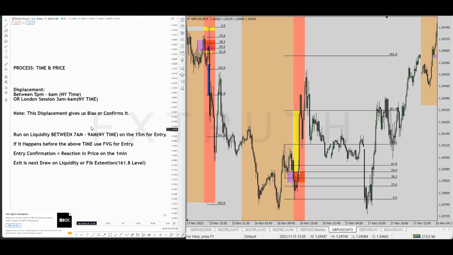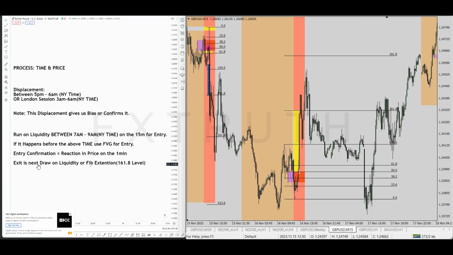Now, for entry, we're looking for a run on liquidity between 7 a.m. to 9 a.m. New York time on the 15 minutes. If it happens before this given time, we're going to use the fair value gap created. Now, our entry confirmation is going to be a reaction in price. This is going to be the M pattern or W pattern, and we're going to be looking out for that on the 1 minute.